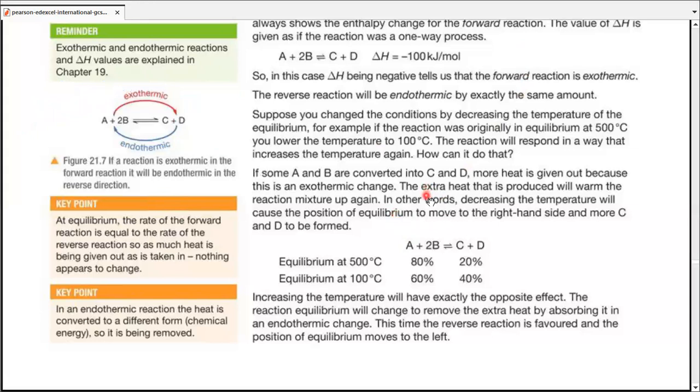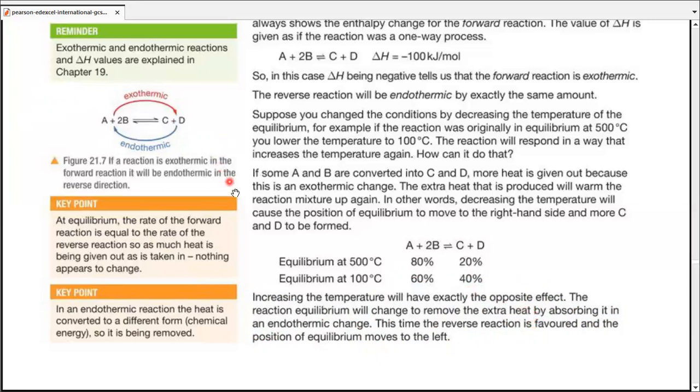So getting back to the example, A plus 2B was 80% and C plus 2D was 20% at 500 degrees centigrade. At 100 degrees centigrade, this is 60 and 40. So increasing the temperature will have exactly the opposite effect. The reaction equilibrium will change to remove the extra heat by absorbing it in an endothermic change. This time the reverse reaction is favored, just like I explained. So the position of equilibrium moves to the left.